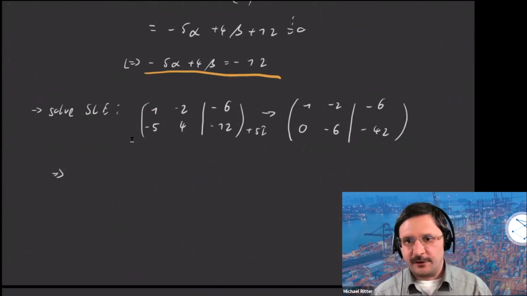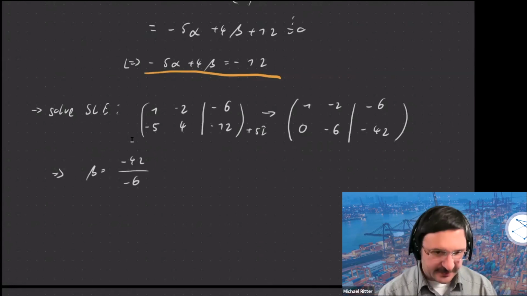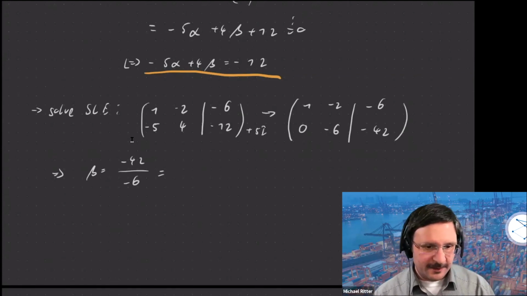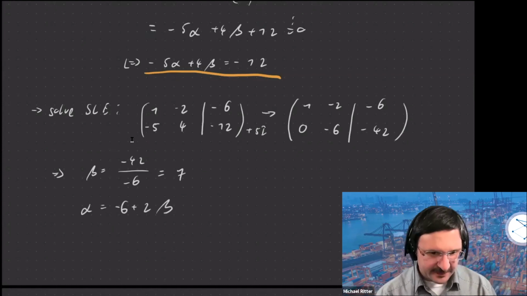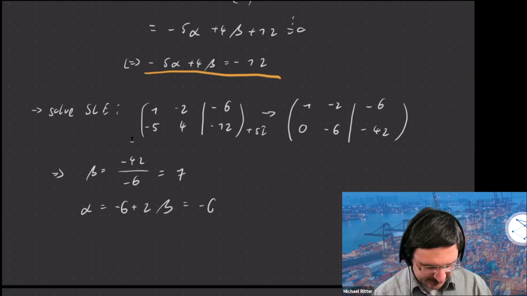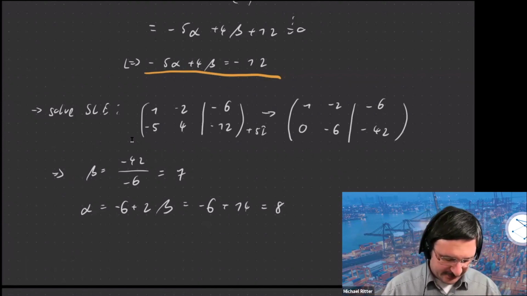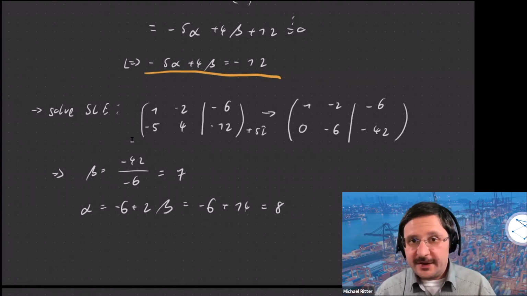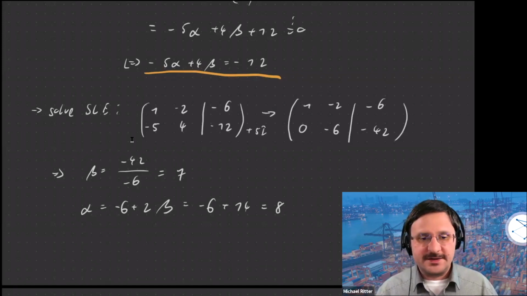And then we can solve this through backward substitution. So we have beta equals minus 42 over minus 6, that would be 7. And then alpha is minus 6 plus 2 beta, so it's minus 6 plus 14, and that is plus 8. So the parameters that we determined are uniquely determined, and the right values are alpha equals 8, beta equals 7.